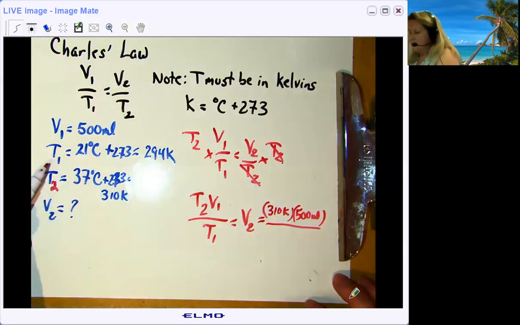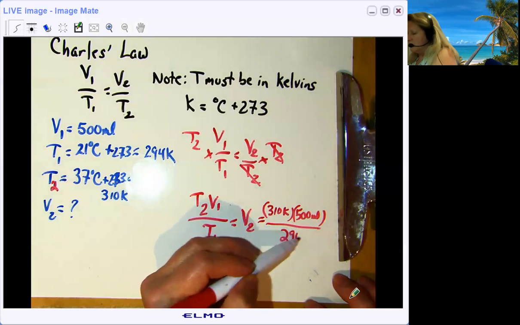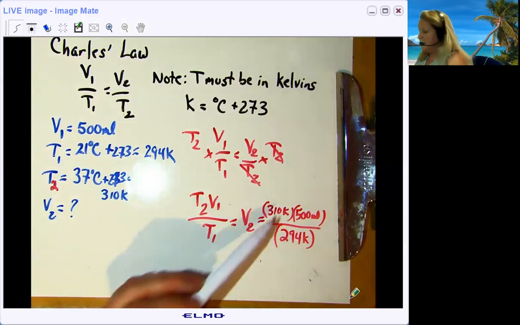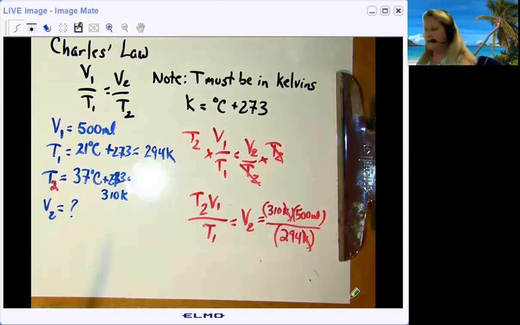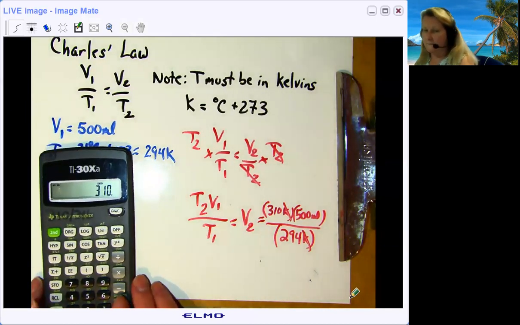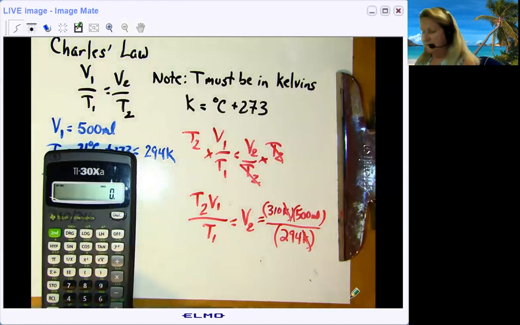And T1 is 294K. And again, before you plug the numbers in your calculator, check and make sure your units cancel out. If you look at this, the unit we have left is milliliters, which is a perfectly fine unit to have for volume. So let's take a look at this.